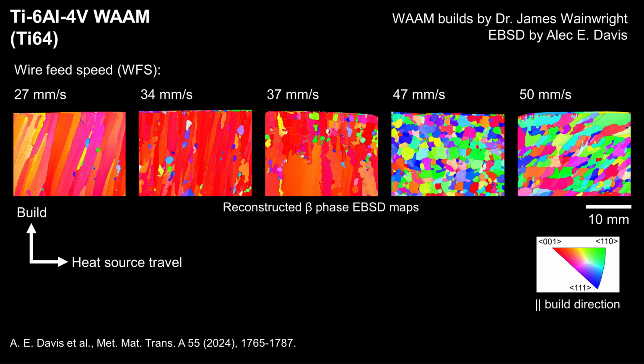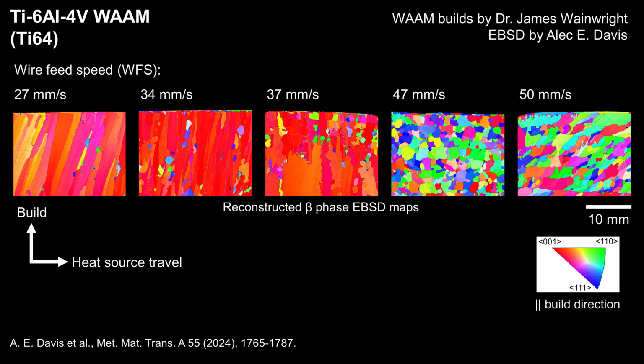These EBSD maps show the beta grain structure of the samples, which have been reconstructed from the alpha phase data. In this cross-section, the WAM build direction goes from bottom to top, and the heat source travels from left to right. At a wire feed speed of 27 millimeters per second, the grain structure was overwhelmingly columnar, with only a few small equiaxed island grains, which are arrowed in the top image. The grains appear red in this colour scheme, which indicates the strong texture that the grains form with.